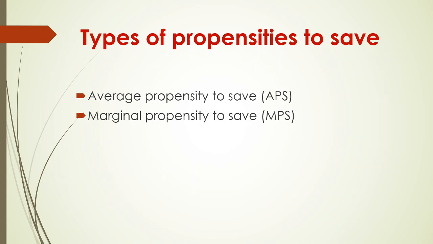In our next class we started with the types of propensities to save. There are two types of propensities to save. First is average propensity to save, APS, and next one is marginal propensity to save, MPS.